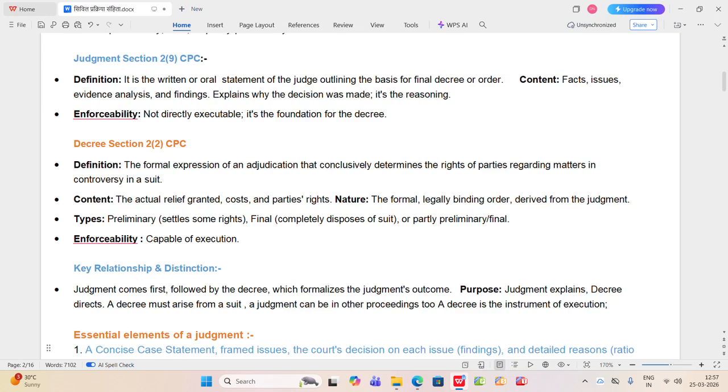And decree, what is decree? Decree contains the broad details of the judgment. Judgment explains. It means judgment gives the reasons why the decision was made. So judgment explains, decree directs, and the decree, which has been written in an elaborate manner in a legal way, is enforceable. It directs both the parties to follow it. A decree must arise from a suit. It means whatever decree is there must be based on the decisions taken in that particular suit.